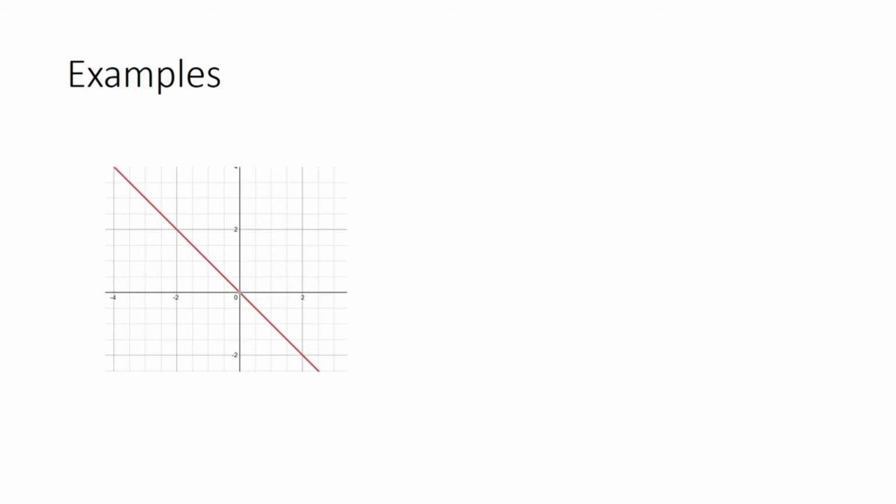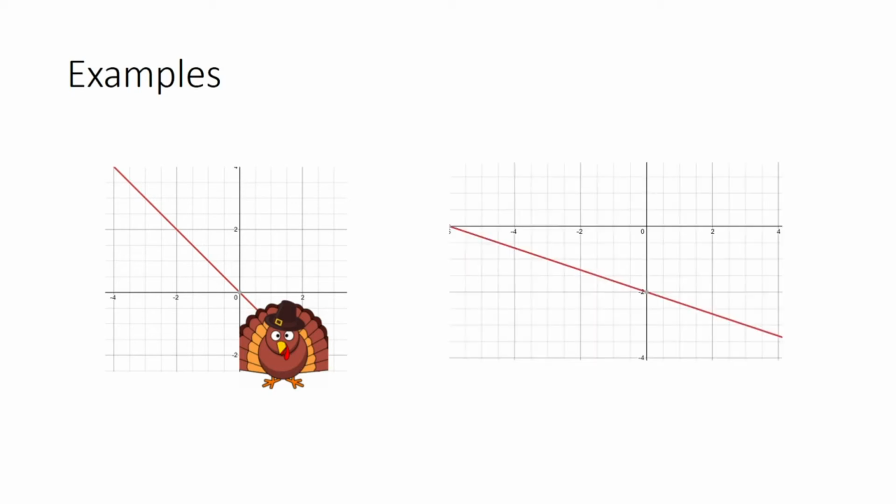Let's look at a couple examples. We're given this line. Always start on the left of the graph. The turkey moves to the right by going down, so the slope is negative. We can look at this example again. Start on the left. The turkey has to move to the right, but in order to do so, it also has to move down. So again, the slope is negative.